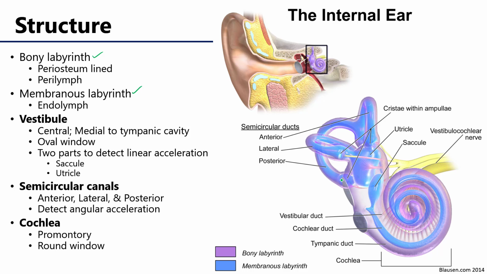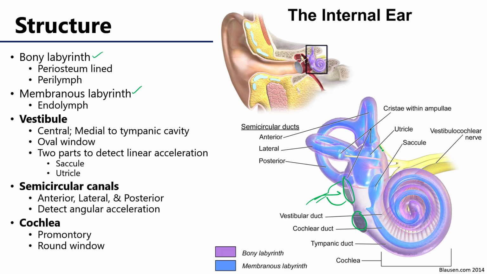So let's start here with the oval window. The oval window is one of two communications between the middle and inner ears, the other being the round window here. As you recall, the footplate of the stapes sits on that oval window, and sound vibrations are going to enter into the inner ear.